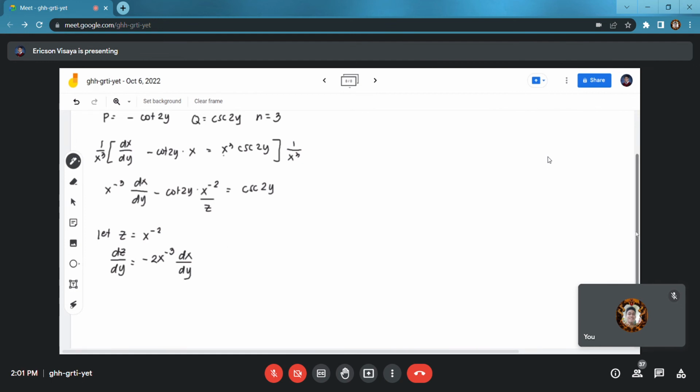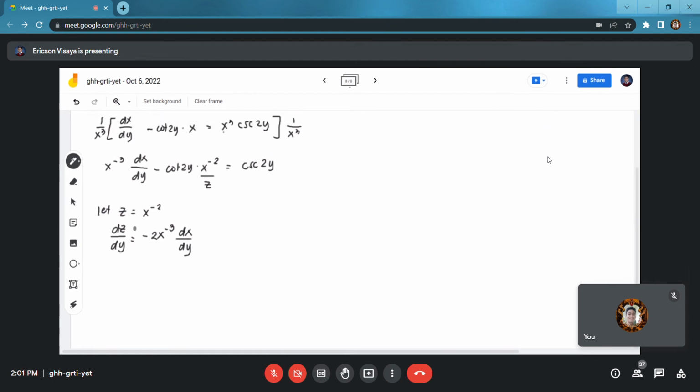So, para makuha natin yung value ng ating dx over dy, divide both sides lang ng ating 1 over negative 2x raised to negative 3. Yan. O kaya, negative 2x cubed na lang.